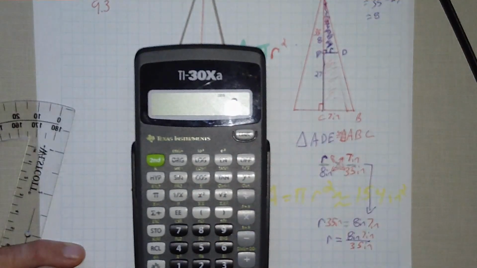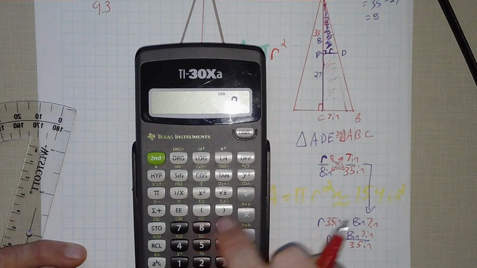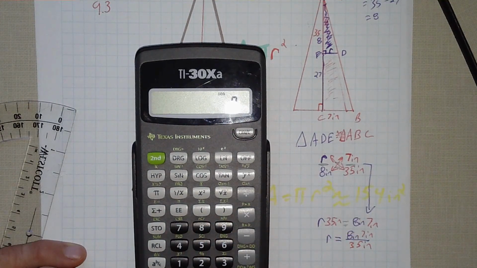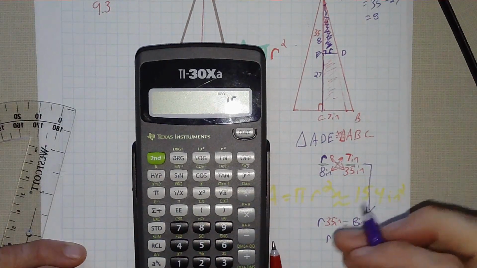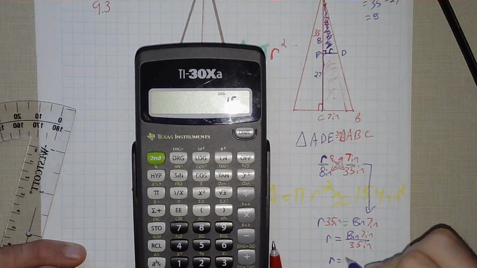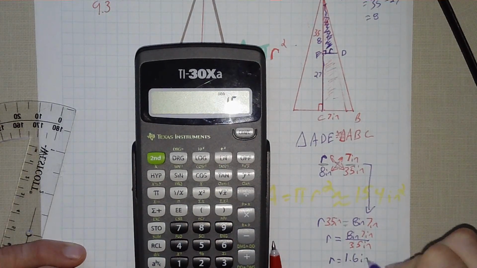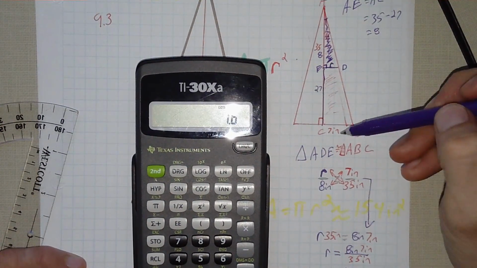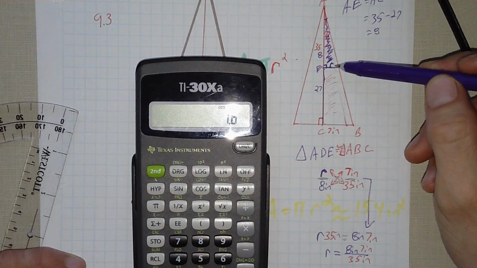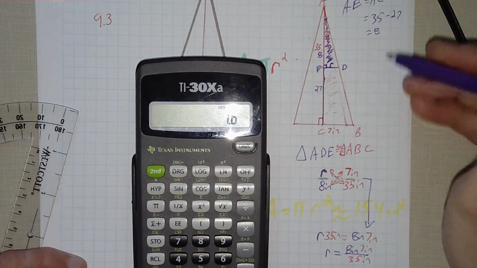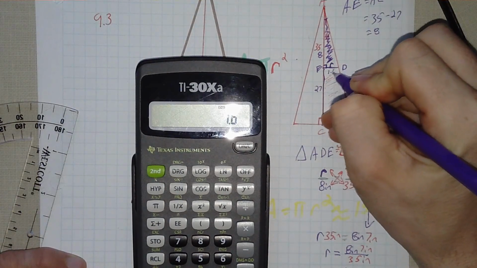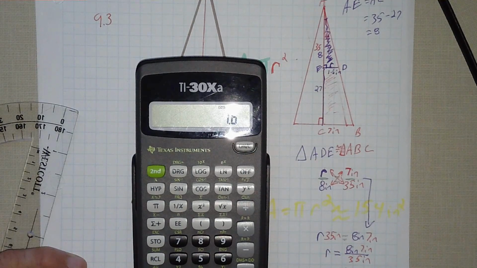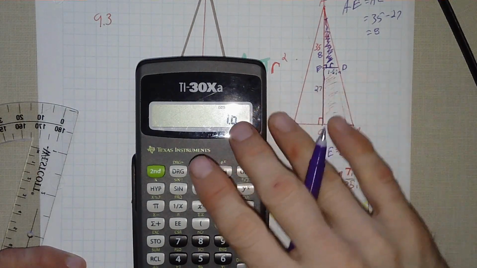So now I'm just going to do 8 times 7 divided by 35, so R equals 1.6 inches. So let's see if that makes sense. Well, it started at 7, it went up, and it's gotten smaller to the point that this is 1.6 inches. All right, that seems to make some sense.